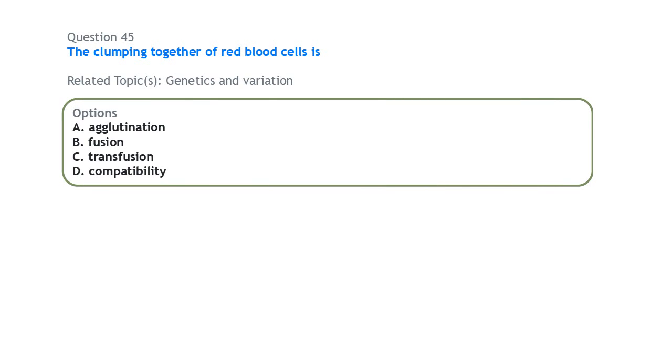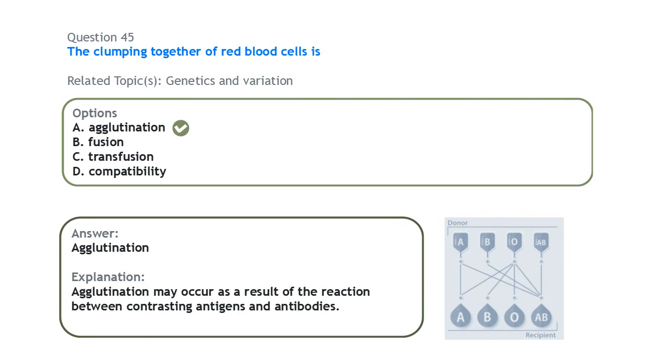Alright, next question. The clumping together of red blood cells is, this is called agglutination. It occurs as a result of the reaction between contrasting antigens and antibodies. So this is one of those things that happen in a situation where two people of blood groups that are not matching have a blood transfusion. For example, when you try to do blood transfusion between a person of blood group A with a person of blood group B, there is going to be a reaction between the contrasting antigens and antibodies in the blood. So that will lead to what we call agglutination, the clumping of the red blood cells.